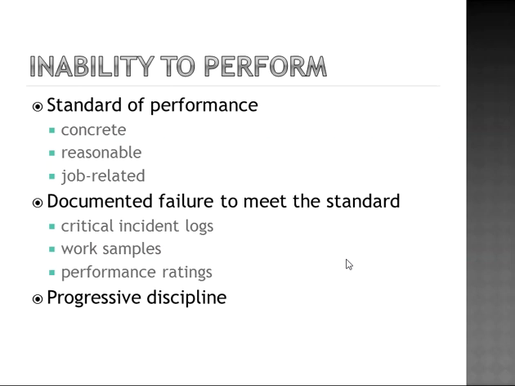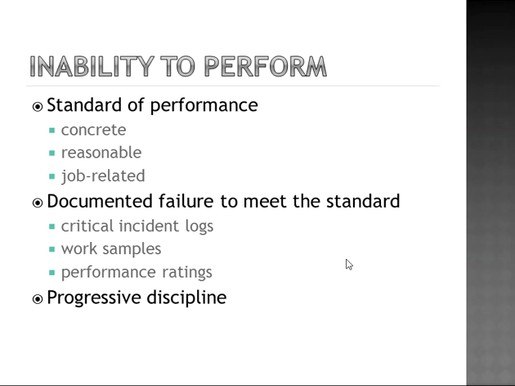So we have the inability to perform. We have a standard of performance already set. It's concrete, it's reasonable, and it's job related. So that's one of the factors we're looking at for inability to perform. A documented failure to meet the standard is there. We have that critical incident log that we referred to not too long ago, work samples, as well as performance ratings. And of course, we've already gone through, or are going through, that progressive discipline to try to get them to shape up, so to speak, or to require some additional training if necessary.